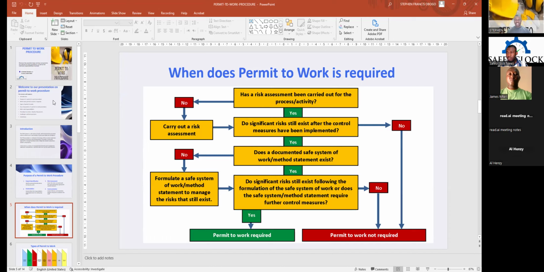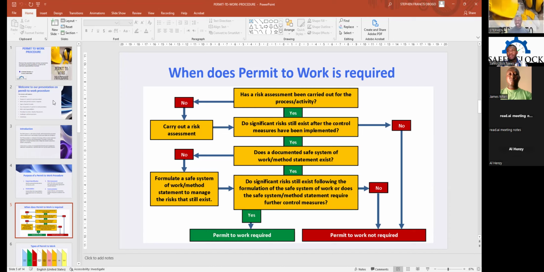Okay, but if it is yes, you go further by asking, does the documented safe system of work or method statement exist? If it is no, you have to formulate one. You need to create either a safe system of work, a risk assessment or a method statement, to be able to manage such risks. So now you ask yourself, does the documented safe system of work and method statement exist? If the answer is yes, you go further and ask again, does significant risk still exist following formulation of the safe system of work? Because when you introduce all this safe system of work, it is for you to control and reduce the risks to the barest minimum.